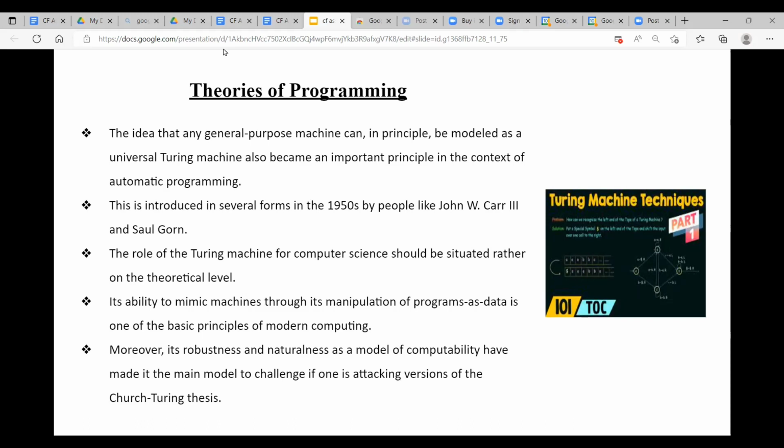The role of the Turing machine in computer science should be situated rather on the theoretical level. Its ability to mimic machines through its manipulation of programs as data is one of the basic principles of modern computing. Moreover, its robustness and naturalness as a model of computability have made it the main model to challenge if one is attacking a version of the Church-Turing thesis.